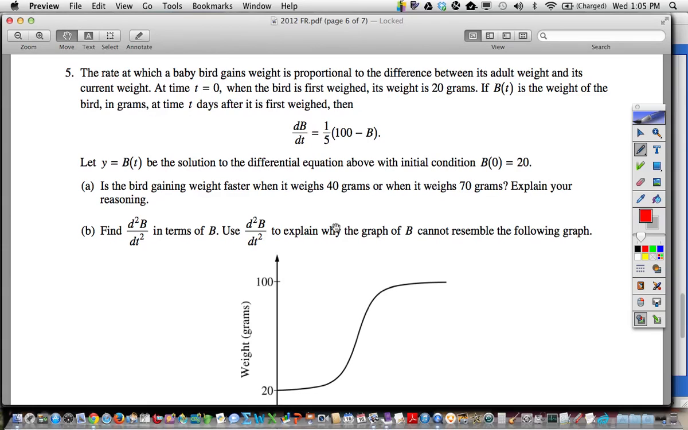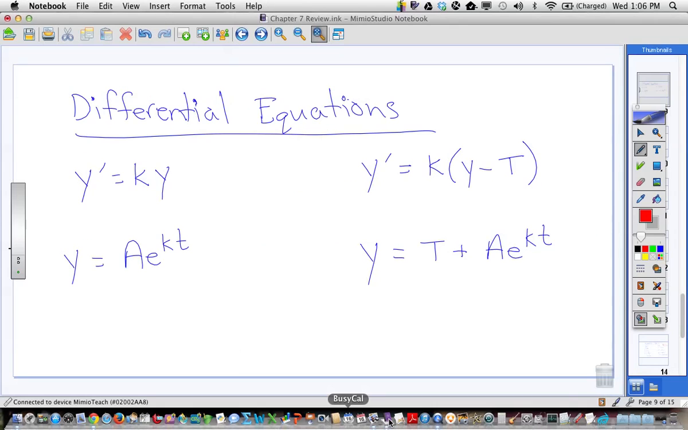Everybody find it? It talks about the rate at which a baby bird gains weight, and it gives us this differential equation. Now, I would put to you that this is a Newton's law of cooling. Now, to be honest, you would not have needed to recognize that. And you notice B is the output variable here, okay? But if you look at that, and then if I can come back to my notes here, doesn't it look like the same thing? This would be the B prime. This would be the 1/5. This would be the B, and the 100 would be here. Now I've got B, and the way I wrote it is B minus 100.